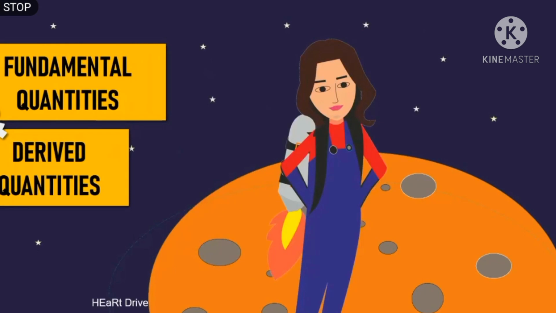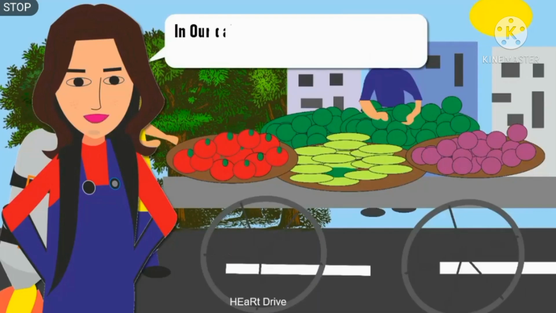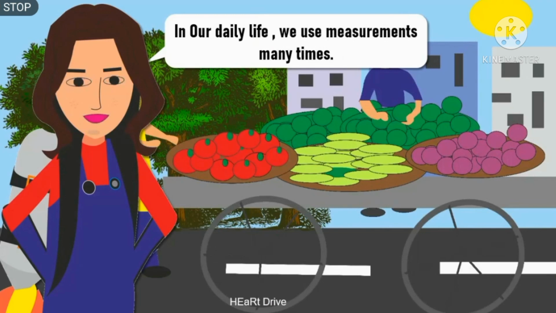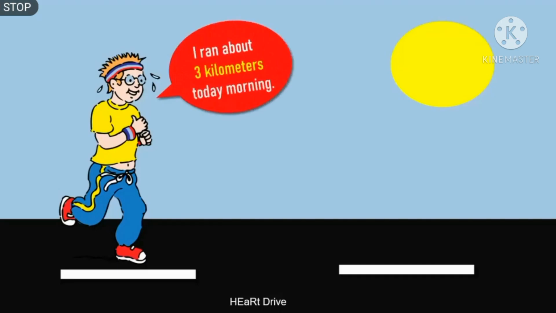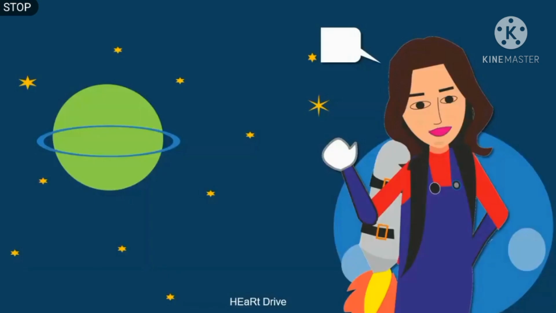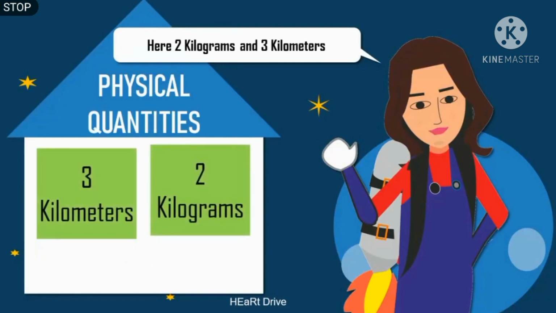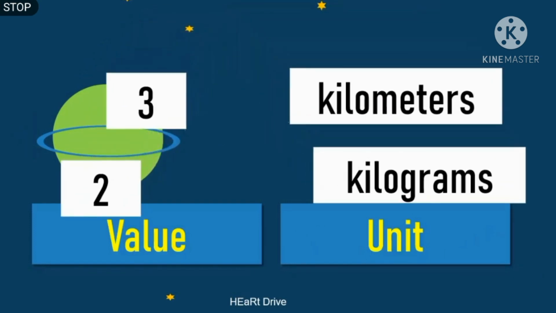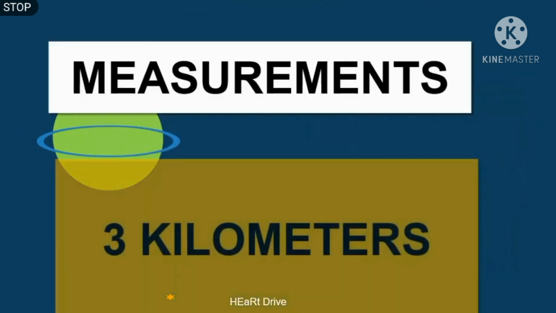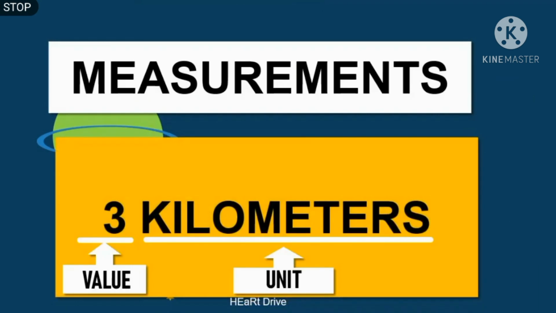Fundamental and derived quantities. In our daily life, we use measurements many times. Can I get 2 kilograms of tomatoes? I ran about 3 kilometers today morning. Here, 2 kilograms and 3 kilometers are physical quantities. And these quantities are expressed as value with unit. Every measurement is expressed only in this pattern, value with unit.